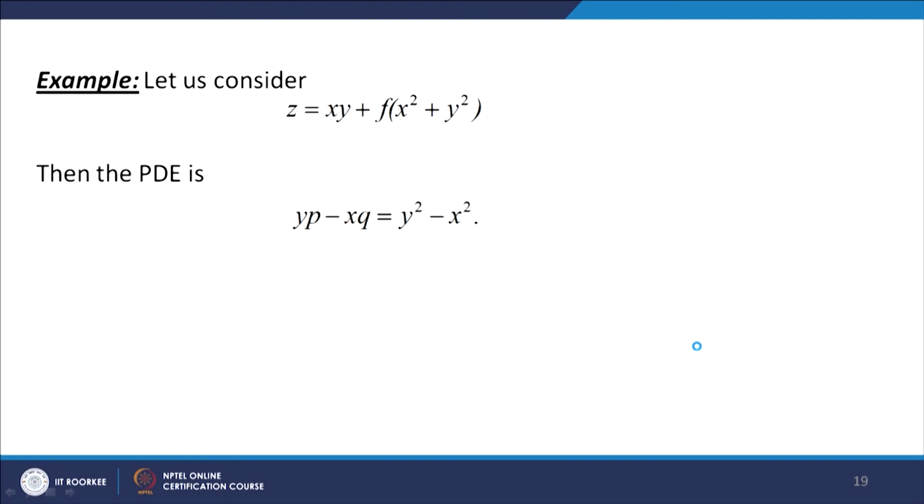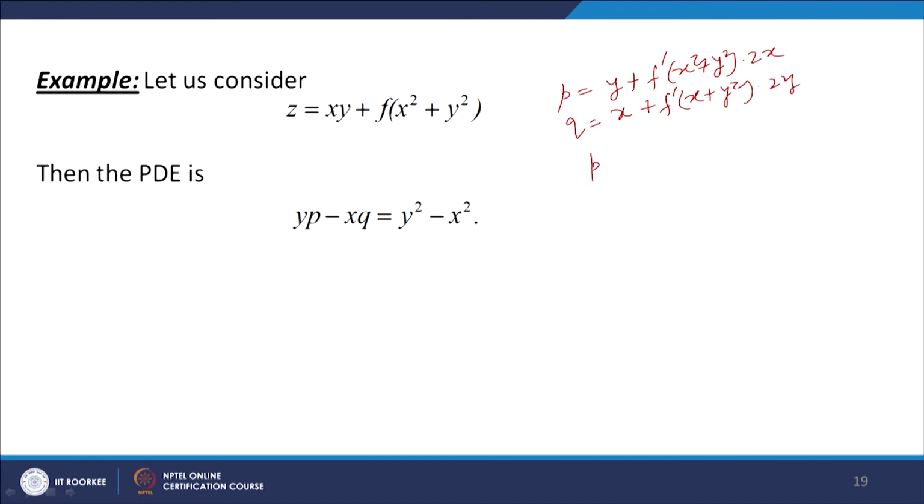Now, when we have z equal to x y plus f of x square plus y square, when we differentiate partially with respect to x, we get p equal to y plus f prime of x square plus y square. So, we are differentiating f with respect to x square plus y square into 2x, and then q equal to x. When we differentiate with respect to y, then we have f prime of x square plus y square into 2y.